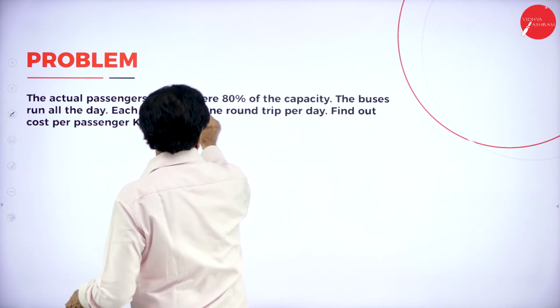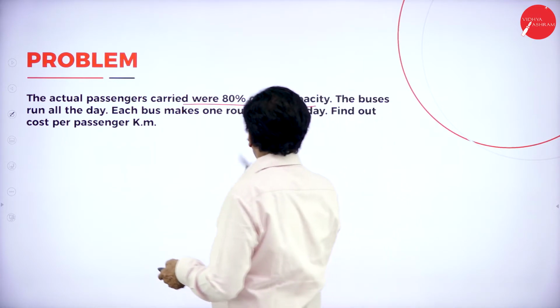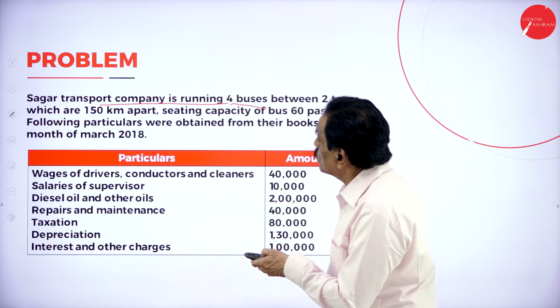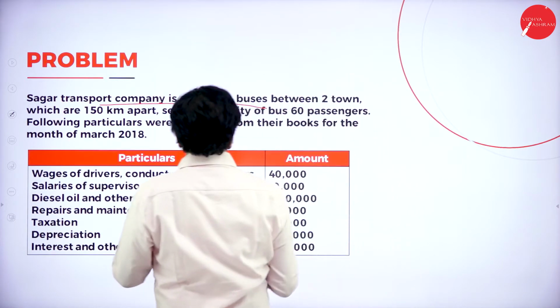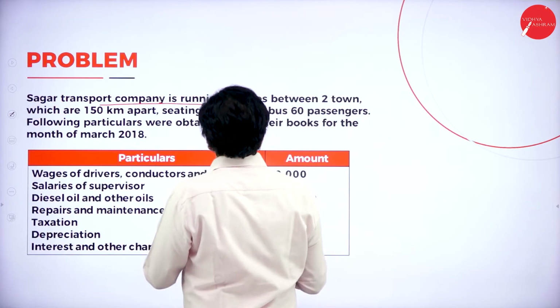The actual passenger carried is 80% capacity. The bus runs all the day. Each bus makes 1 round trip per day. Find out the passenger kilometer, they say. Slowly we go. 150 kilometers apart. Number of buses: 4.